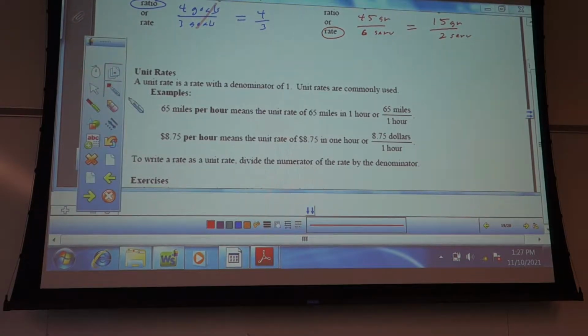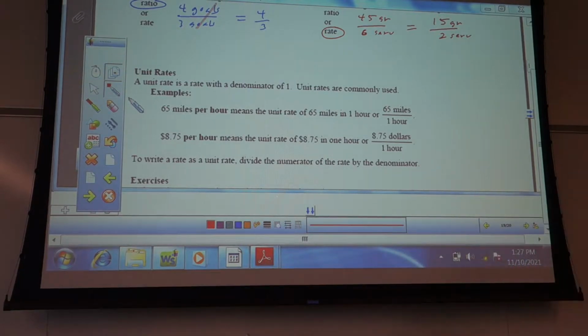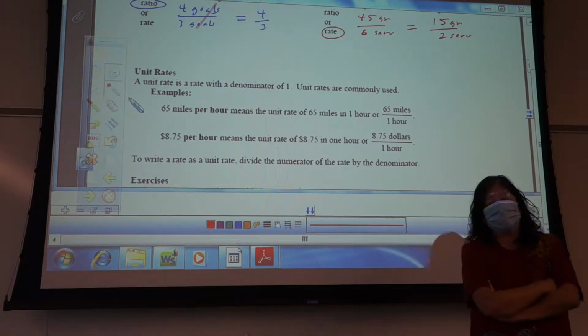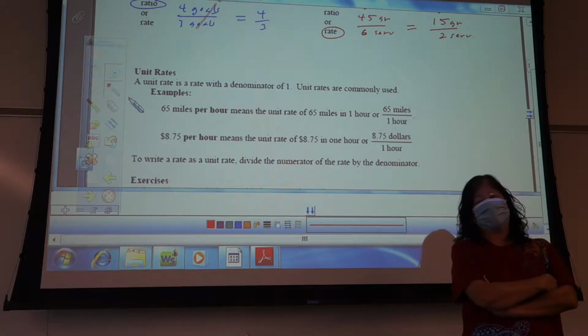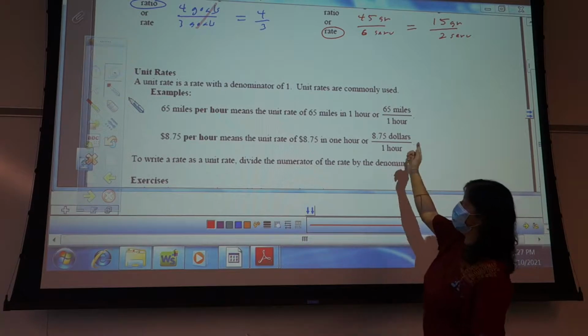Unit rates are very, very straightforward. Regular rates should not have decimals in them, but unit rates are a special case. Unit rates have a denominator of 1. You see them a lot of times in grocery stores, where it'll say something like 13.67 cents per ounce or whatever it is. So it means you're just going to divide it.